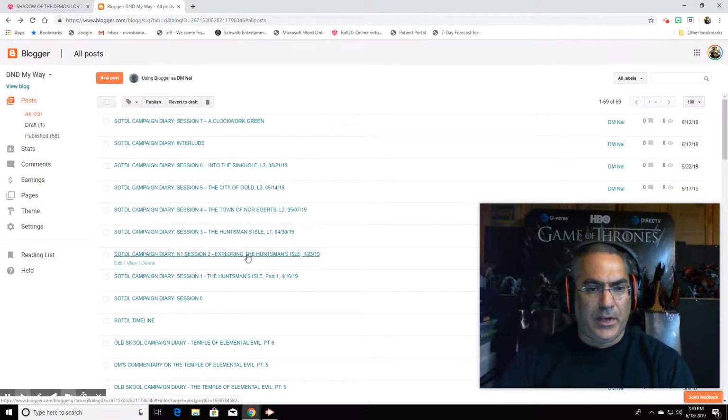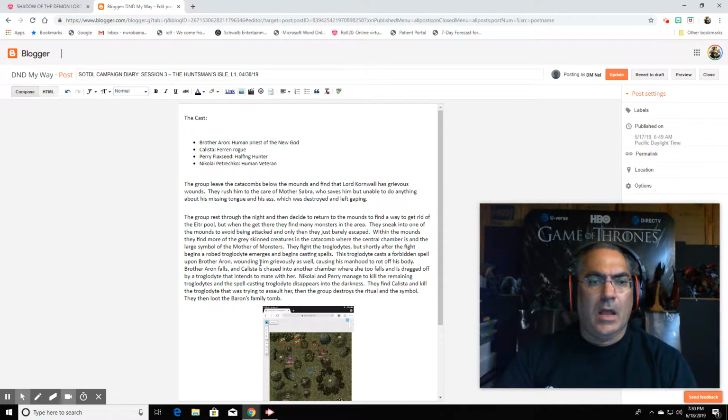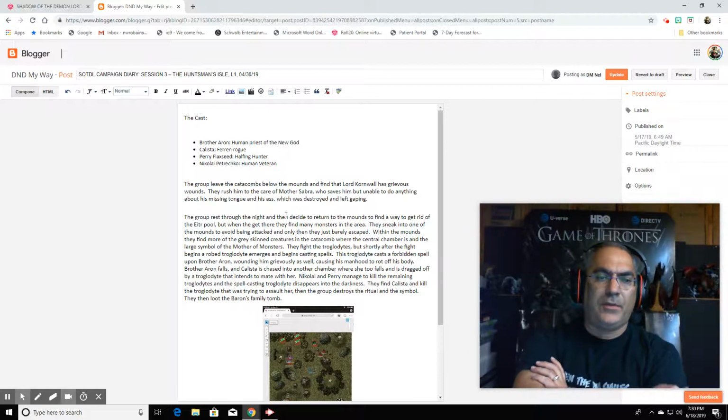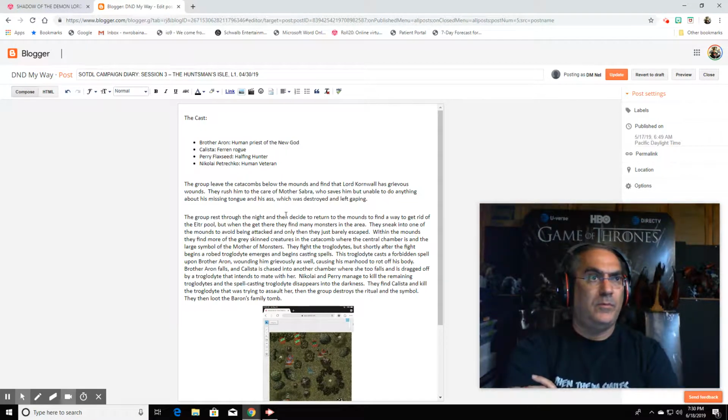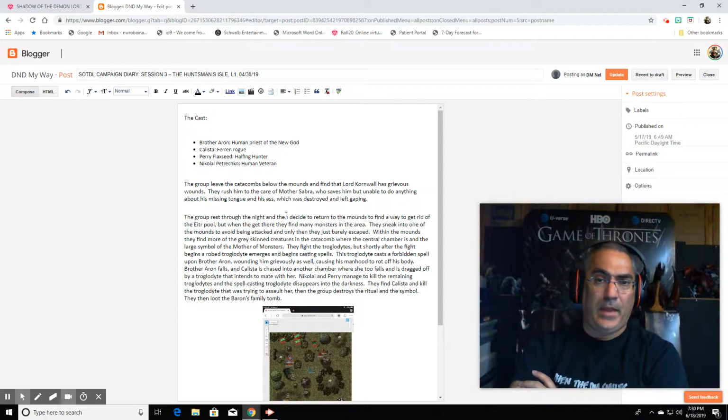Okay, so in session 3 and the third part of the Huntsman's Isle, they rush Cornwall back to the keep so that Mother Sabra can attend to him. But they figured out that the monsters on the island were all coming from the catacombs underneath the burial mounds, because during their exploration and fighting the Tomb Guardian, they had seen a big symbol painted on the floor of the central chamber, and they had encountered the troglodytes. So they decided to go back there and see if tampering with that symbol would do something to stop the monsters from continuing to appear. And so they did return to the catacombs.